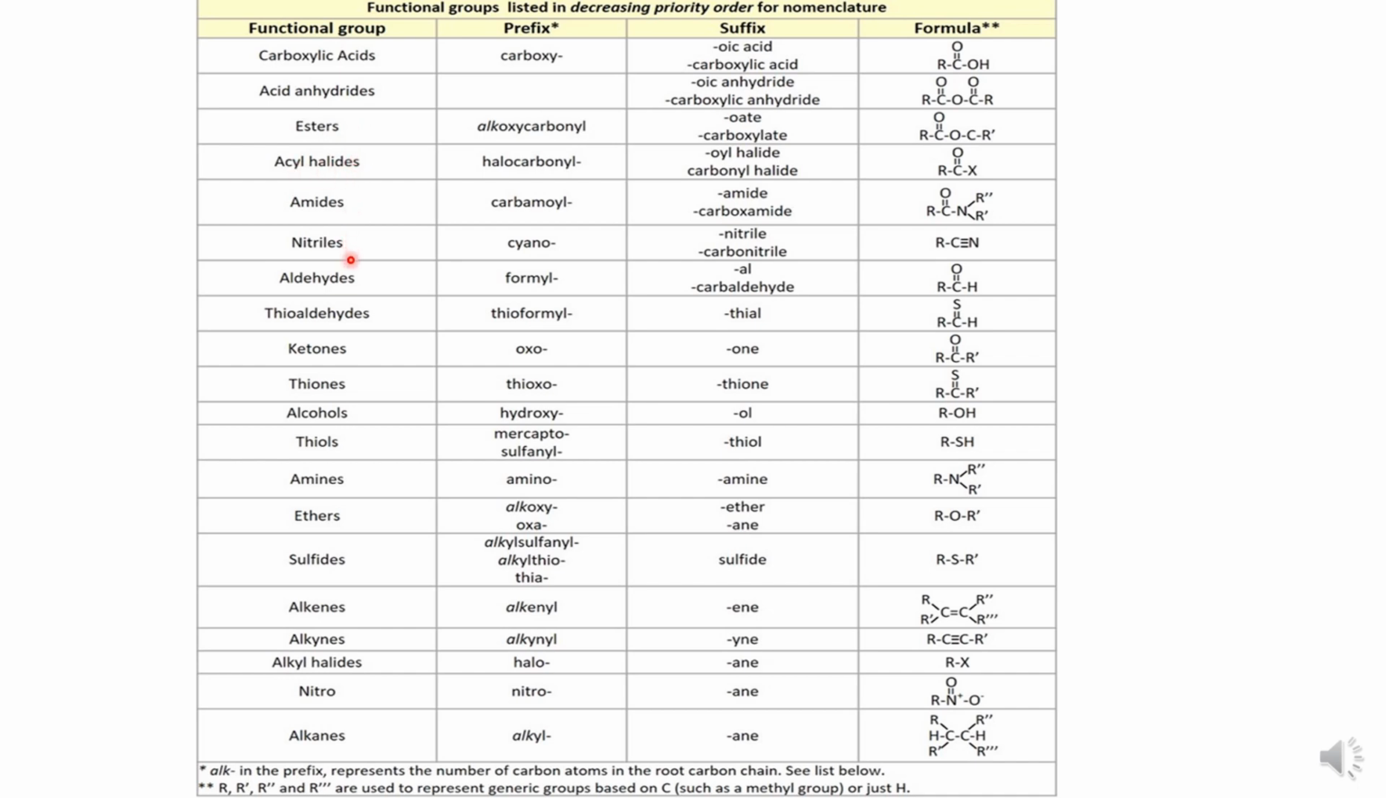In the same way, acid anhydride, ester, acyl halides, amides, nitriles, aldehyde, thioaldehyde, ketones, thiones, alcohol, thiols, amines, ether, sulfide, alkenes, alkyne, alkyl halides, nitro and alkanes are mentioned and they are listed according to priority. So the first group has the highest priority and the last has the lowest priority.